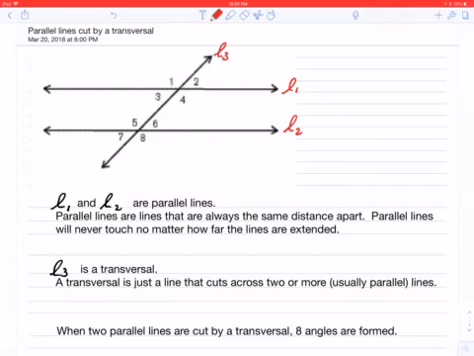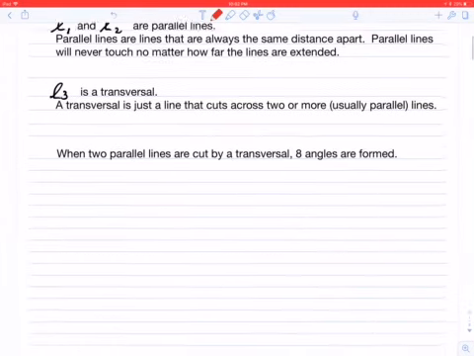Line L3 is a transversal. A transversal is just a line that cuts across two or more, usually parallel lines. When two parallel lines are cut by a transversal, 8 angles are formed. So we have angle 1, angle 2, angle 3, angle 4, angle 5, angle 6, angle 7, and angle 8. We want to talk about the relationships between these angles.